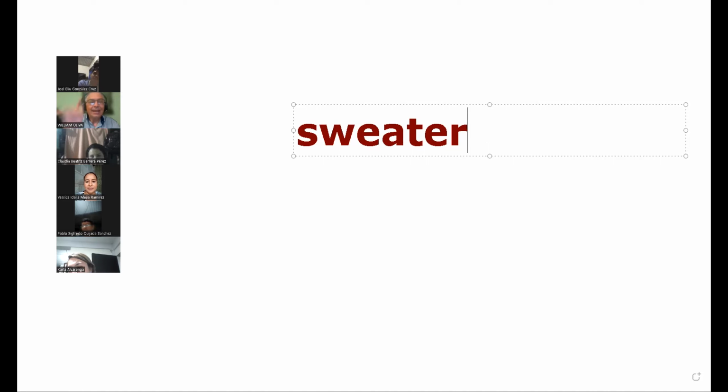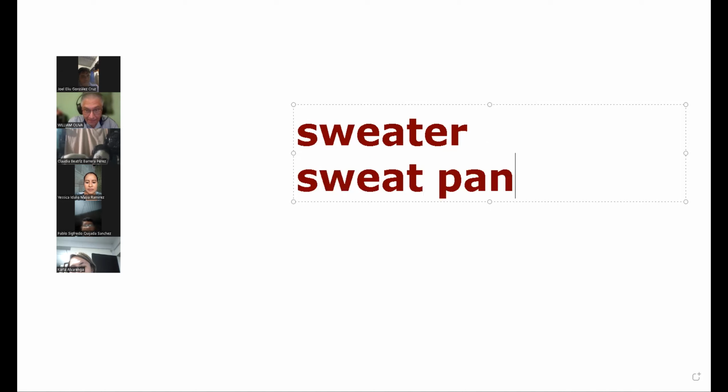En inglés, ellos le llaman sweatpants. Sweatpants. Ese es el nombre en inglés. Pantalón para sudar. Y también hay suéteres para sudar. Una sweatshirt. Sweatshirt, porque es para sudar. Porque el suéter es para el frío, ¿verdad? Entonces, we have sweatpants and we have sweatshirt.